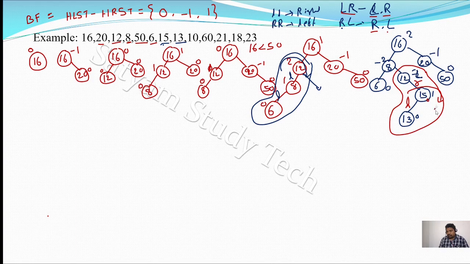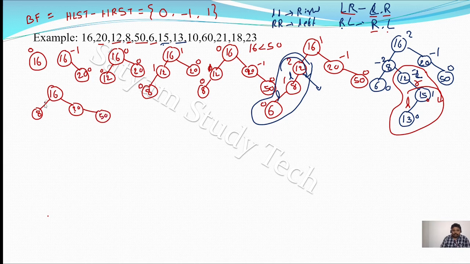Tag the thread here, pull down in the right direction, so that 13 is here and 15 is to the right of 13. Okay, now we can see that after performing this single rotation, this is an RL case, so we have to perform two rotations. First we have to perform a right rotation. Now I am performing the right rotation first. Here it is 16, here it is 8, here it is 20, and here 50 is there.